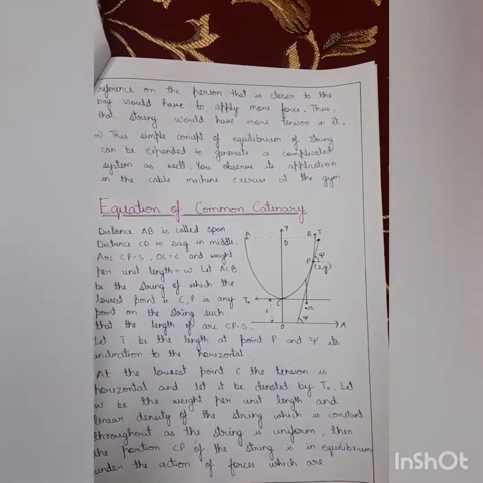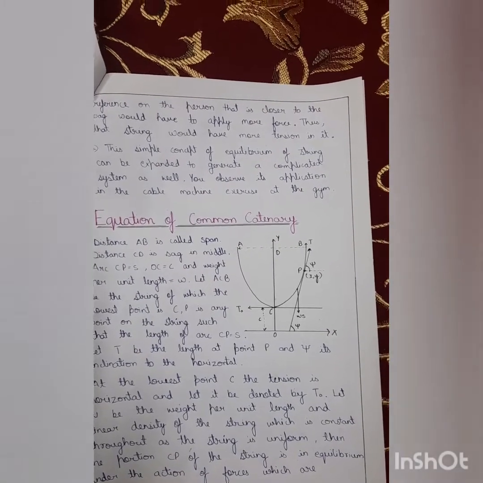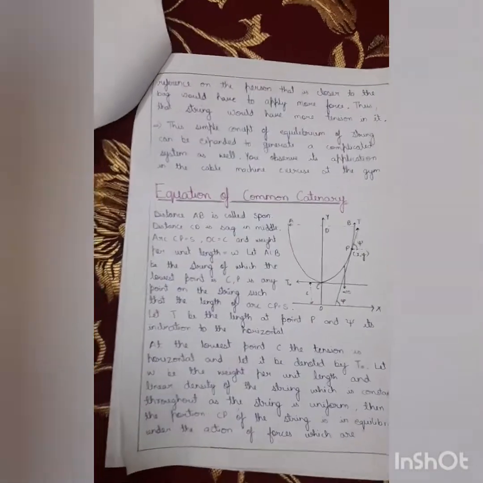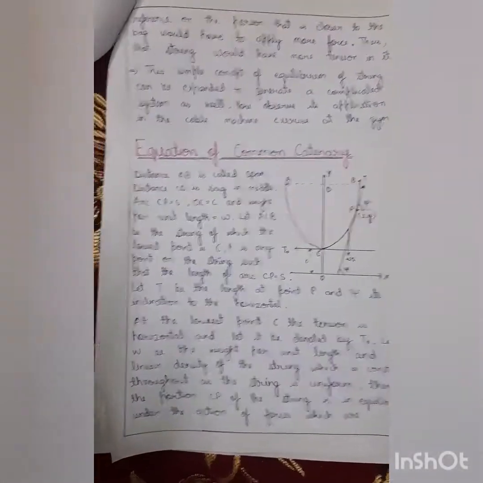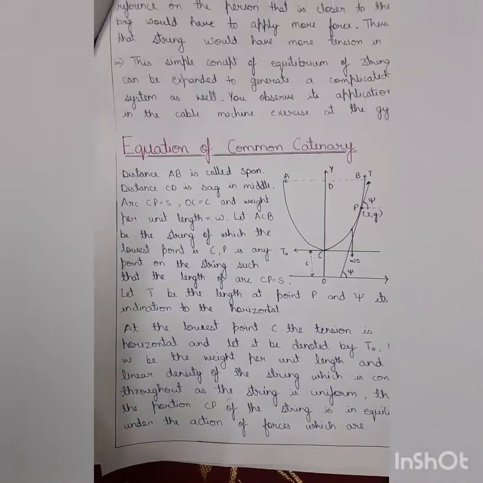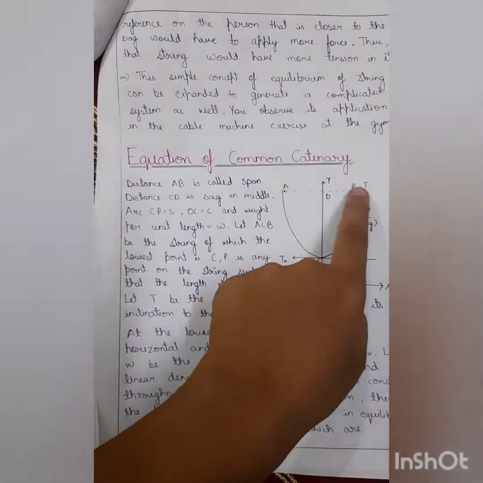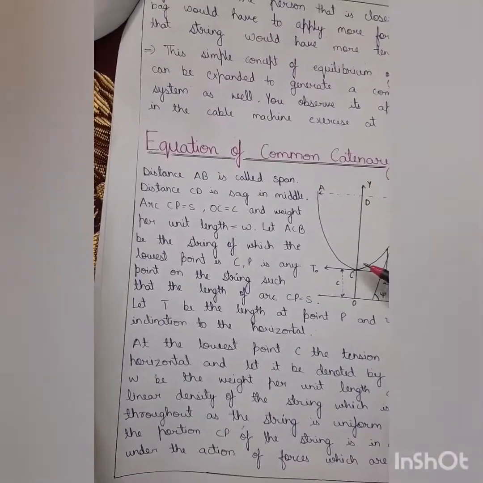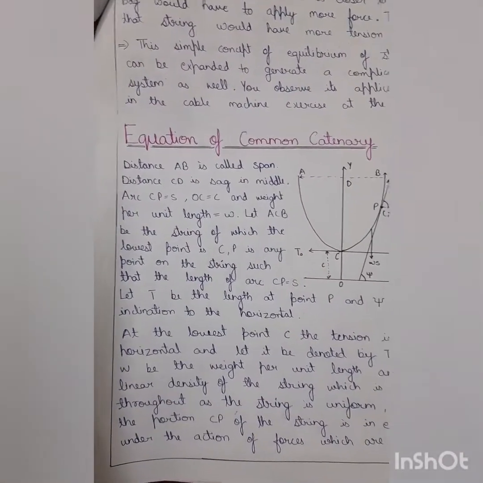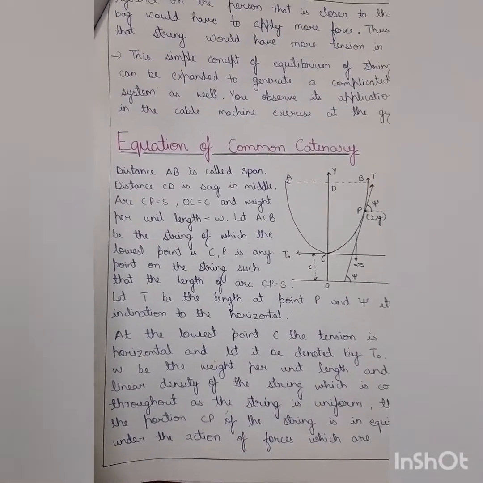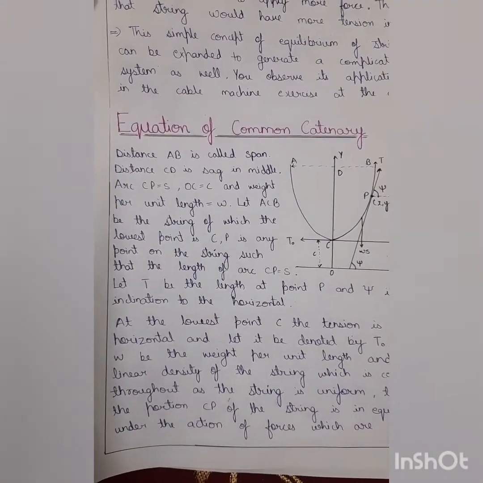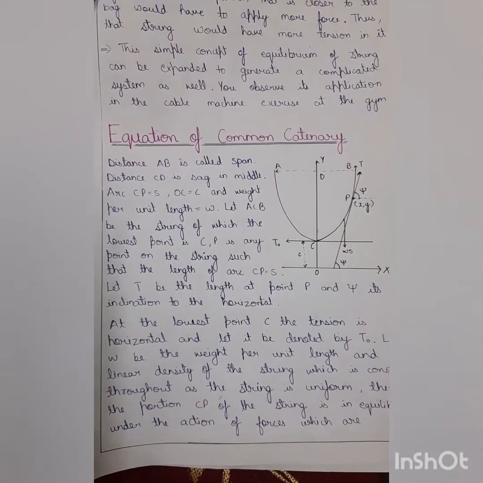You observe its application in the cable machine exercise at the gym. Now, the equation of common catenary. You can see the figure. This distance AB is called span. Distance CD is sag, the sag in the middle. Arc CP is equal to S, C is equal to C, and weight per unit length is equal to W.